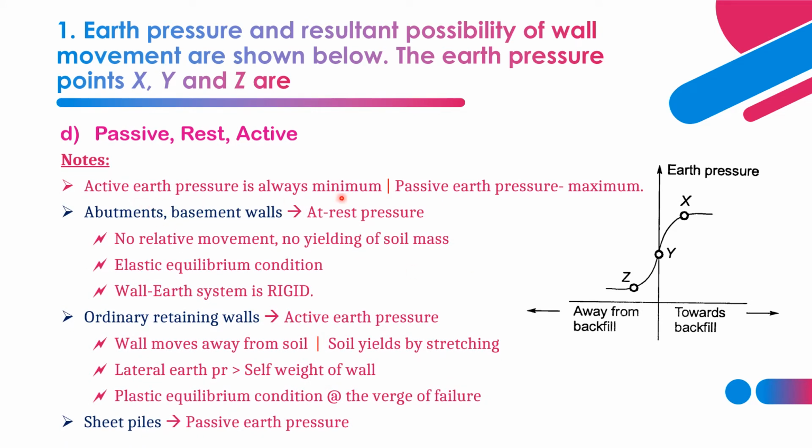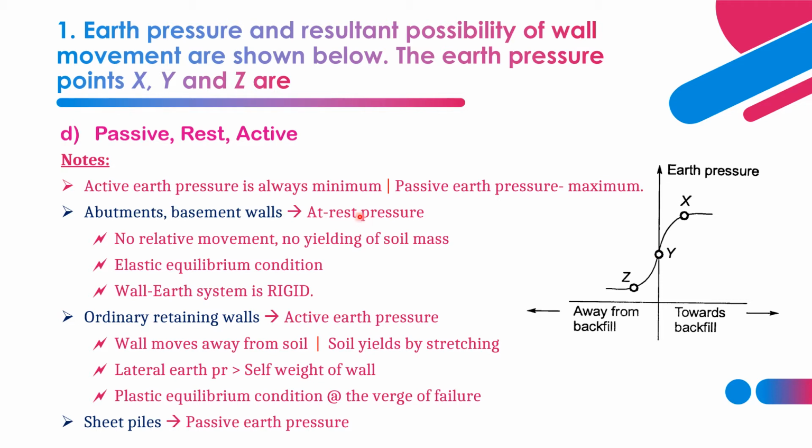Active earth pressure is always minimum. As you can see in this representation, Z is here, so the pressure is minimum, and X is higher. So that means the earth pressure is maximum in case of the passive condition, and it will be in a medium range at rest earth pressure.